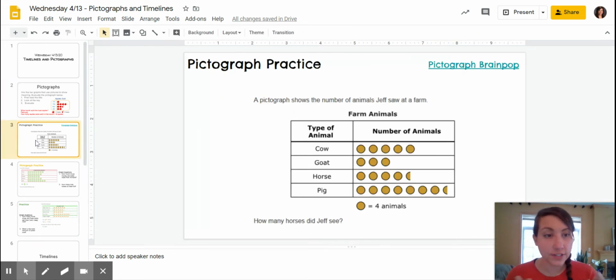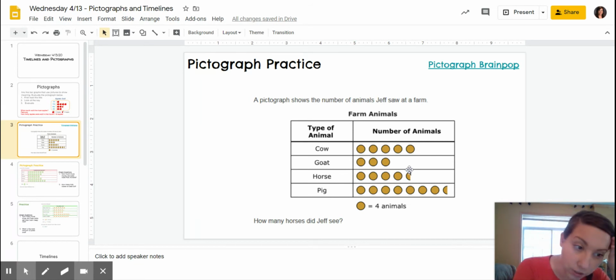This pictograph, starting by looking at the title, Farm Animals. A pictograph shows the number of animals that Jeff saw on his farm. Looks like each little dot represents 4 animals. Fourth, we make a prediction. What is a half of one of these dots equal to? Well, if a whole dot is 4, half of 4 is 2. 2.